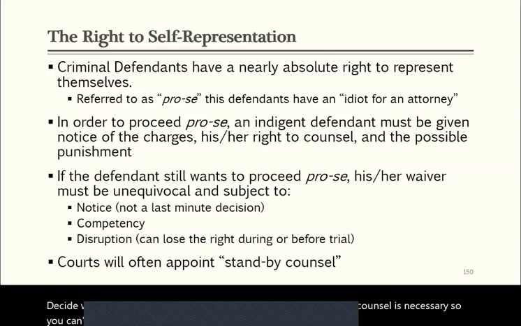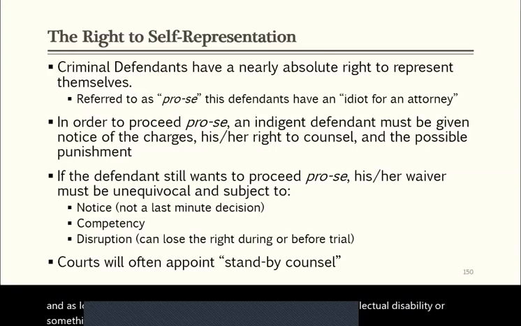We also look at competency, right? And deciding whether somebody can waive their right and be pro se. And competency, we're talking a very low threshold. We're just talking about competency in general. You don't have to be competent on the law, don't have to be competent on procedures, whatever. You just have to understand what your charges are, that you have the right to counsel, and you have the possibility of punishment. And as long as you are competent, so you don't have an intellectual disability or something like that, you can represent yourself.